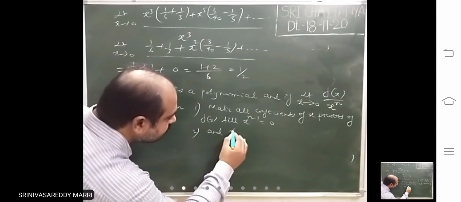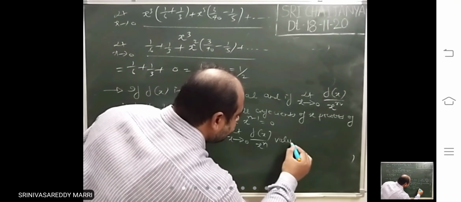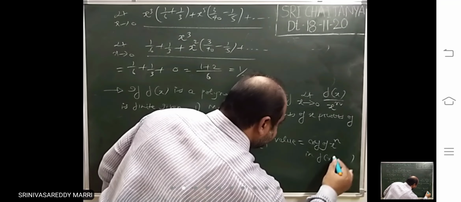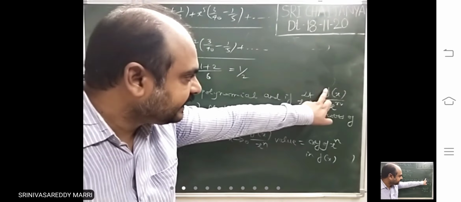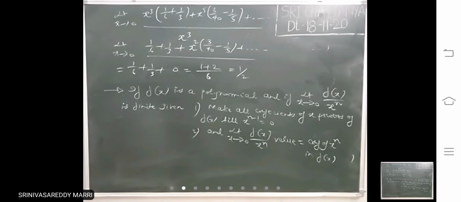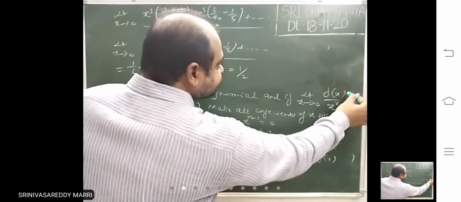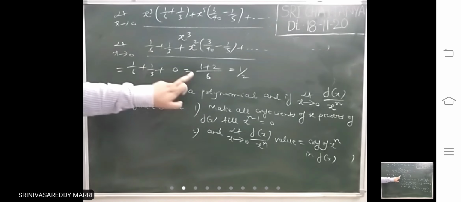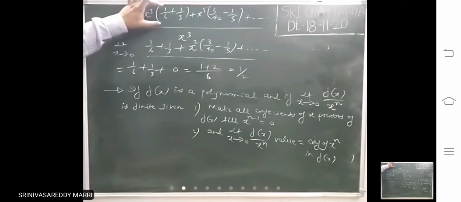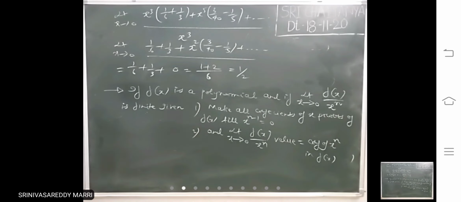And the limit as x tends to 0, this limit value, equals the coefficient of x power n in f of x. In the numerator, suppose this is x power 5. Then the x power 5 coefficient will be the limit value. Look at the above example: the x cube term, whatever coefficient is there, this is 1 by 6. Always you will get the limit from the x cube term, and all the remaining terms will become 0. So that limit you will get.